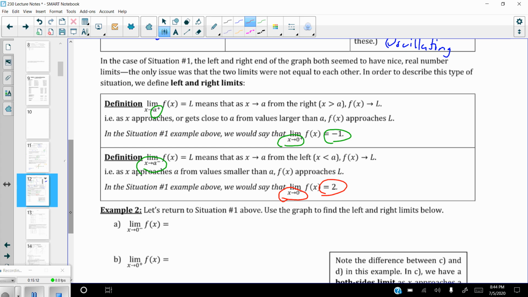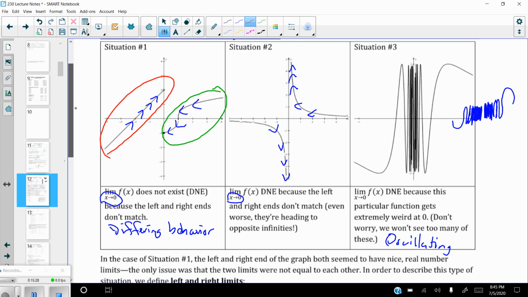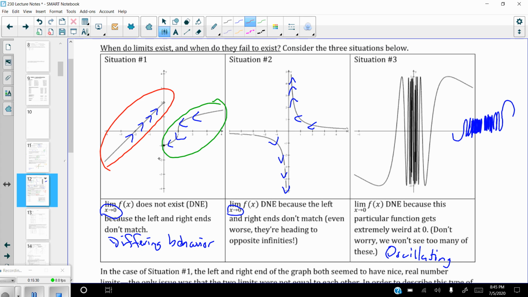You can have one-sided limits, which is what these both are. These are called one-sided limits. One-sided limits can exist, while the limit as x approaches 0, as we could see here, didn't exist on this one because of differing behavior. They went to two different values as x approaches 0.